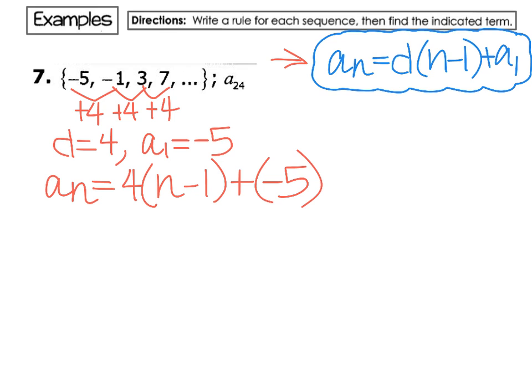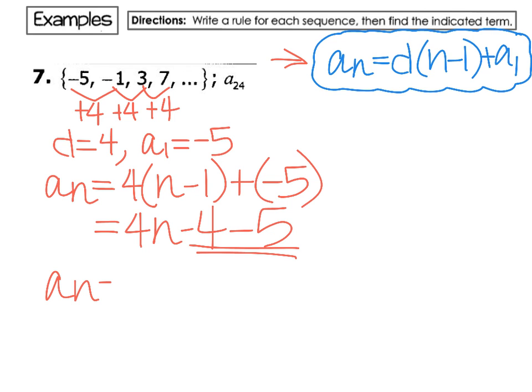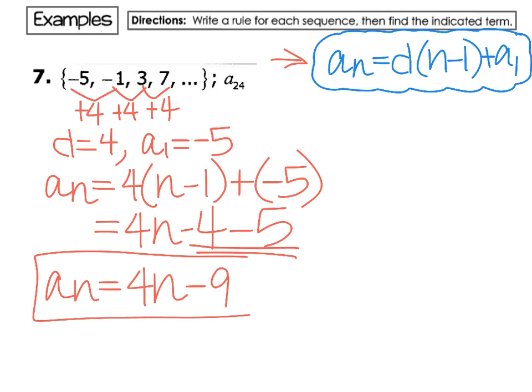Then we just want to simplify this out so that it looks more like a linear function. So we would say 4n minus 4, we distribute, minus 5, combine these like terms, so we get A sub n equals 4n minus 9. And there's our rule. So this is our first part, write a rule for each sequence, check.